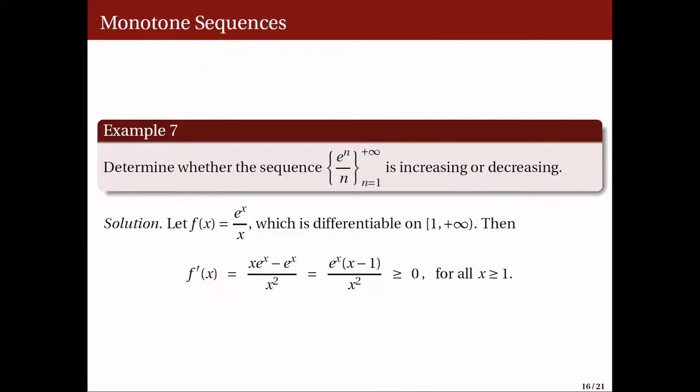Now, we know that this is greater than or equal to 0 for all values of x greater than or equal to 1, since e to the x is non-negative, while x squared is always positive. And since x is greater than or equal to 1, we also know that this factor is greater than or equal to 0. Thus, f is increasing on the interval 1 to infinity, and so the sequence is also increasing.